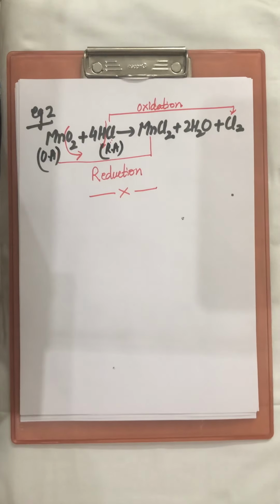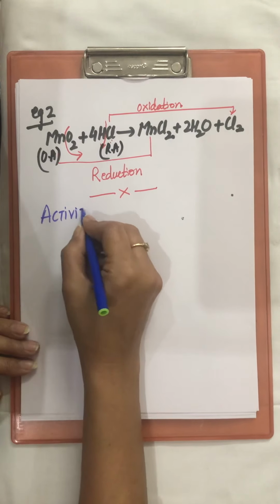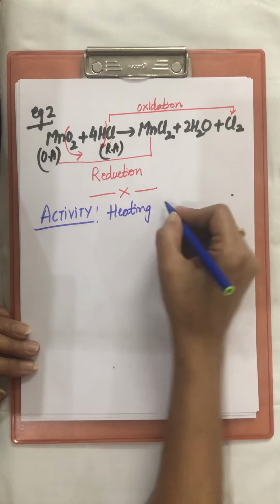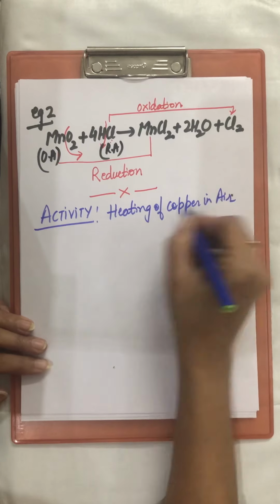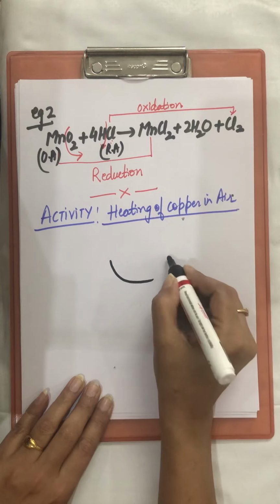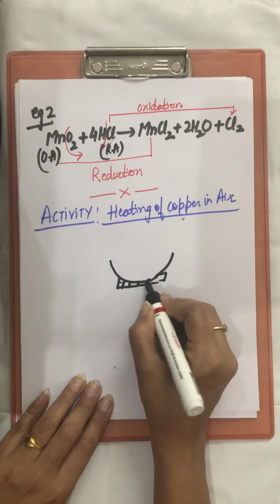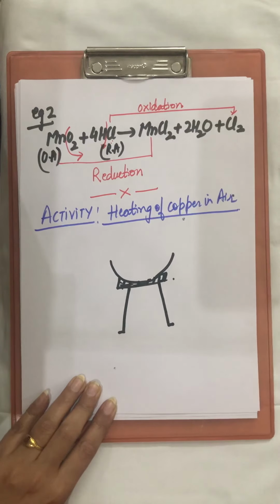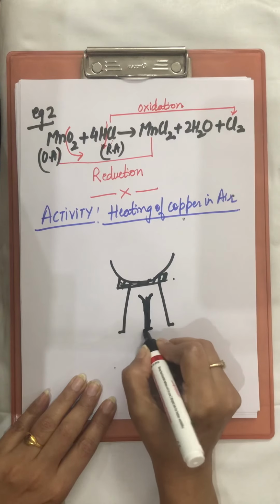Now next we have an activity to understand this: heating of copper in air. When we heat copper in air, for this we are taking a china dish. We are keeping this china dish over a stand, a tripod stand we are taking for this purpose, and we have to heat the copper with a burner.